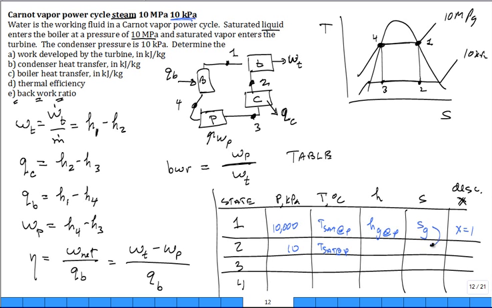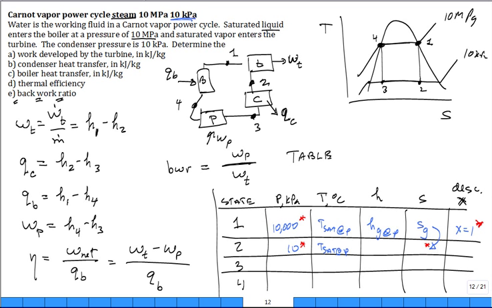The S comes down because it's isentropic. S1 is equal to S2. And so this and this fix the state. This and this fix the state for state 1. The state 2 is fixed by knowing P and S.